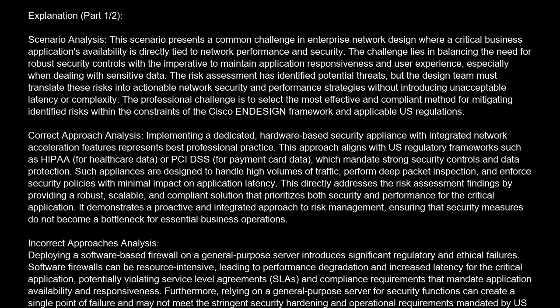Furthermore, relying on a general-purpose server for security functions can create a single point of failure and may not meet the stringent security hardening and operational requirements mandated by U.S. regulations for handling sensitive data. Implementing a simpler, less granular access control list (ACL) configuration on existing network devices is also professionally unacceptable.